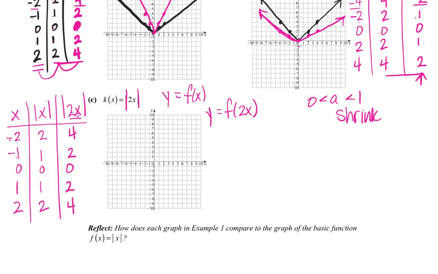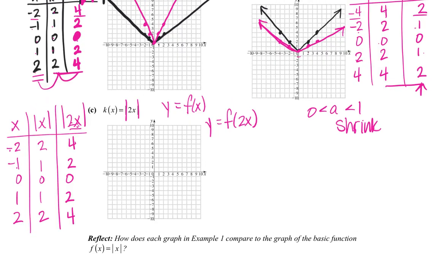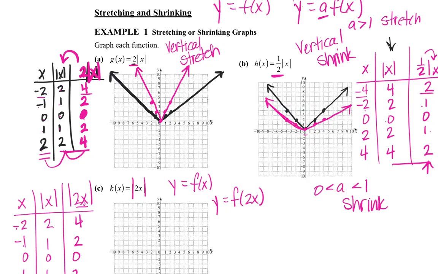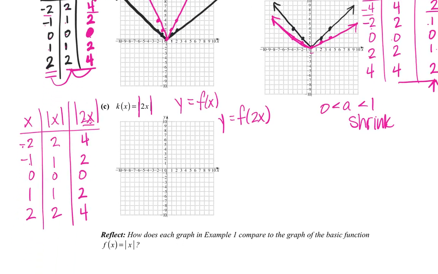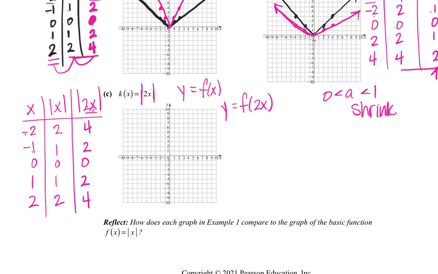So even though it looks like this one, where it was on the outside, it does have a little bit different effect. All right, so we're going to have -2, 4, -1, 2, 0, 1, 2, and 2, 4.